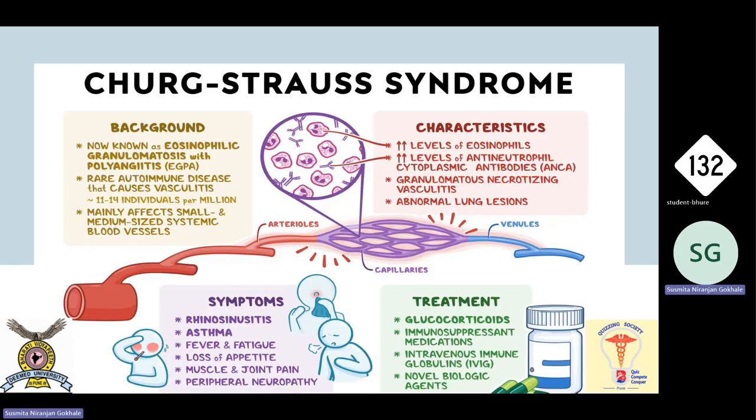Next, we have the Churg-Strauss syndrome. So this is also known as allergic granulomatosis and angiitis. So it is an immune-mediated reaction caused by hypersensitivity to an allergic stimulus. So like in any allergies, what we see here is rhinosinusitis and asthma. There is a rise in the body temperature and fatigue also.